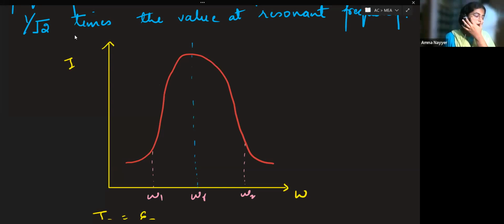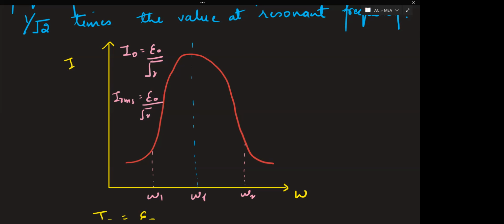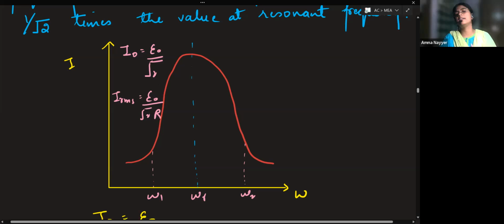Now see, maximum value of current, or you can say peak value of current, will be E naught divided by root 2, right? The maximum value or the peak value that we refer, that is known as what? Maximum value of current. Now for the maximum value of current, what you can do is I naught equal to E naught by root 2, or you can even write I RMS. I RMS is E naught RMS by root 2 times the resistance. Means if you have to write in terms of resistance, you can write it in terms of resistance as well.